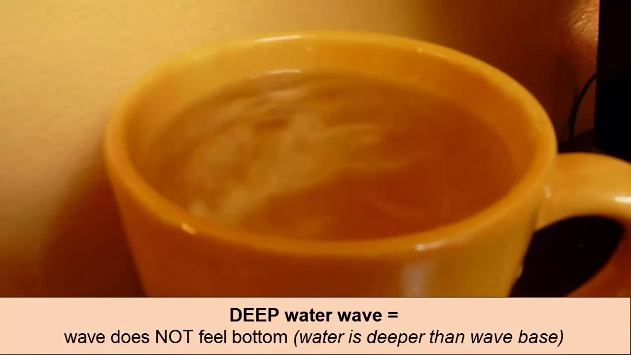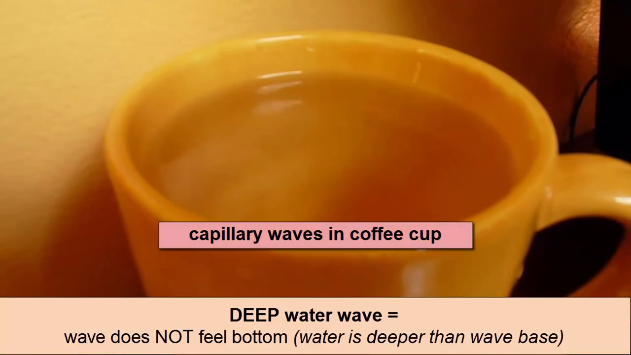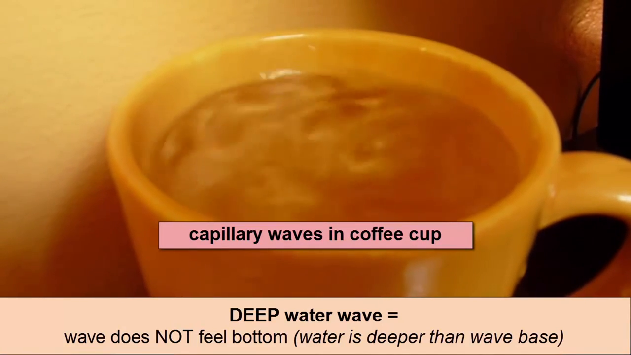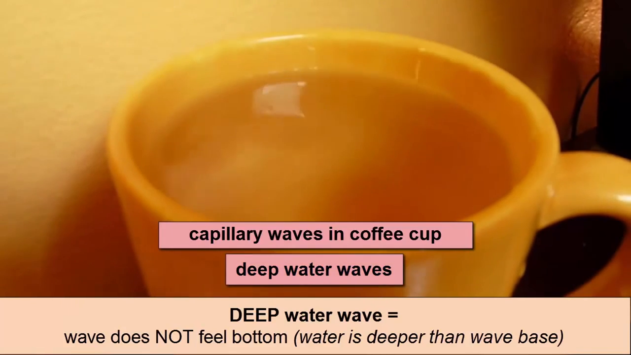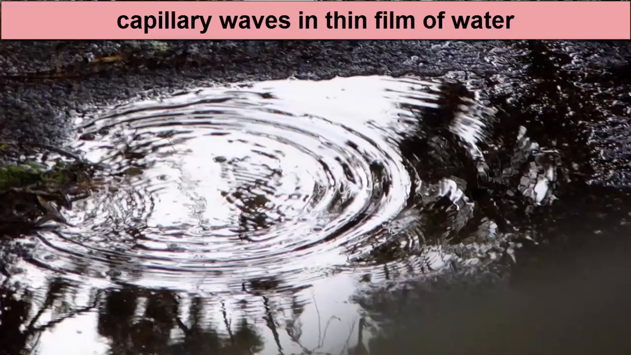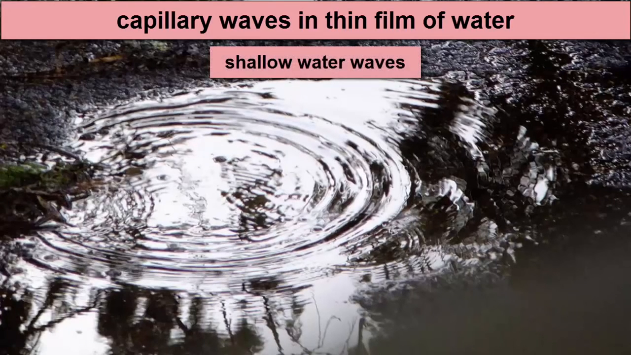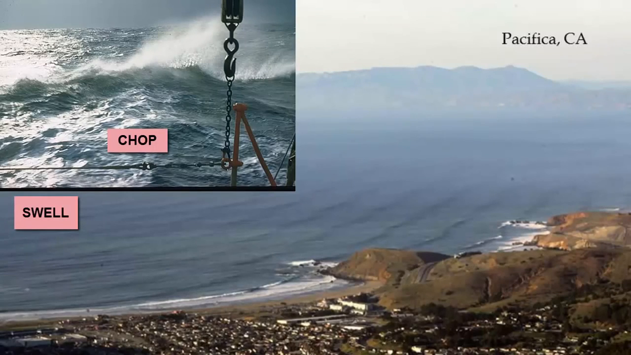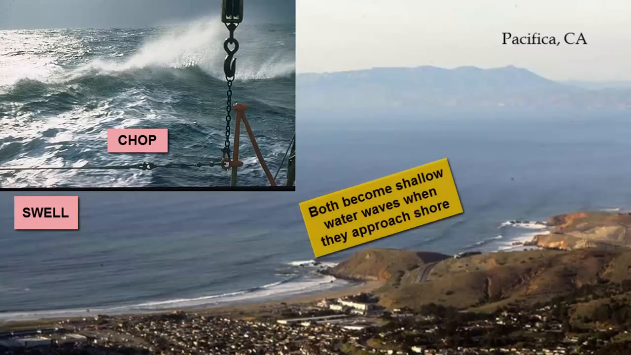For example, when you blow on your coffee cup, you make capillary waves with tiny wavelengths. They do not feel bottom of the coffee cup, so they are considered deep water waves. But those same waves in a thin film of water on the ground would feel bottom. They would then be classified there as shallow water waves. What about chop versus swell? In the open ocean, both chop and swell are deep water waves, but as they travel towards the shore, their wave base will hit bottom, and when it does, they become shallow water waves.